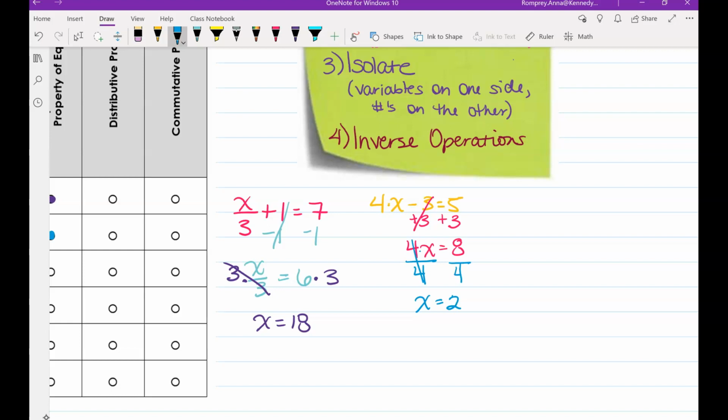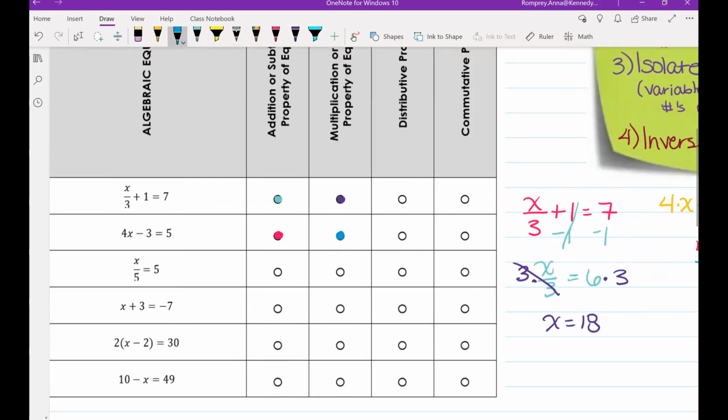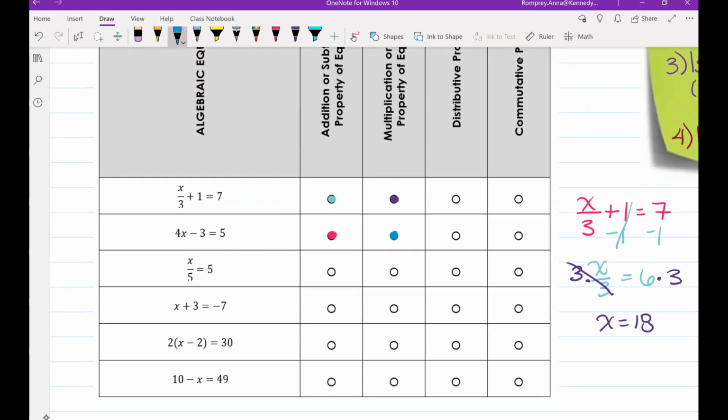Take that 18. 18 divided by 3 is 6. 6 plus 1 is 7. Again, it's a quick check. Make sure it works. All right, so this next one, how would we read that?